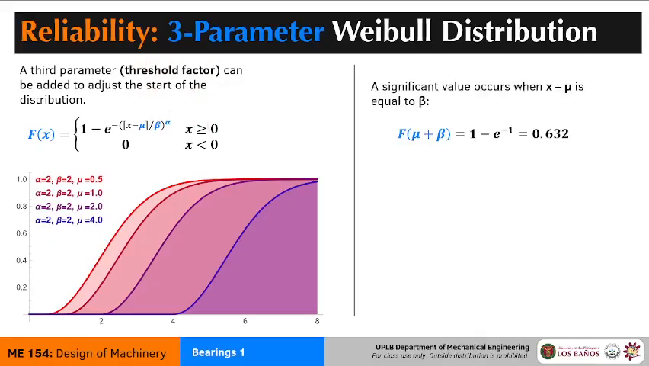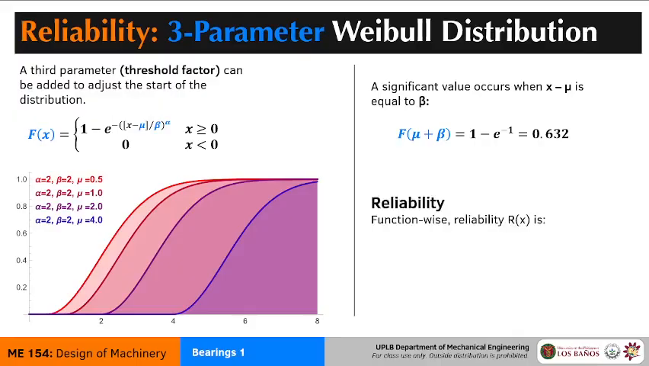All right, what else do we need to know? We also need to know that something happens to this equation if x minus mu is equal to beta. So if x minus threshold over the scale factor is equal to 1, then you get this special function. It becomes 0.632. This 0.632 will come up later in the lecture.